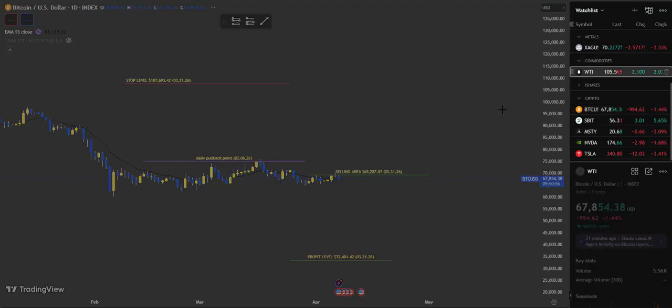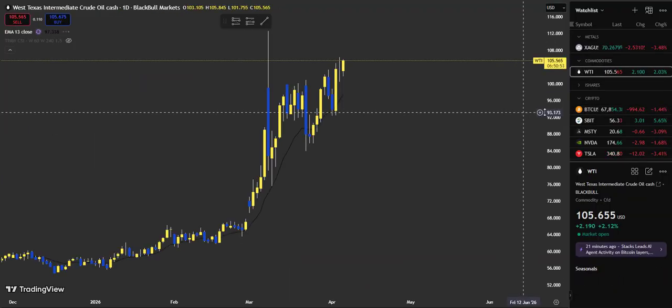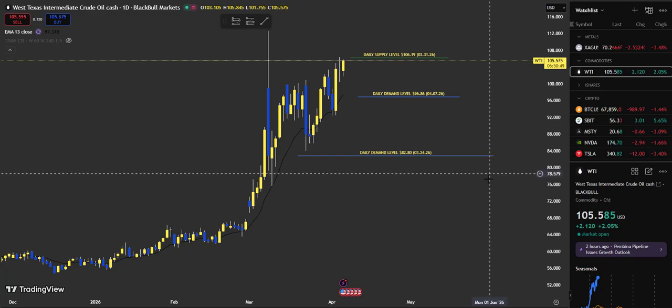Okay, WTI Crude, what is that looking like? Everybody is being impacted by oil prices, obviously, because oil goes into everything.